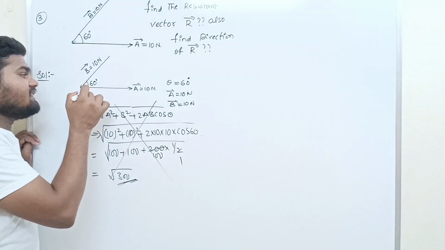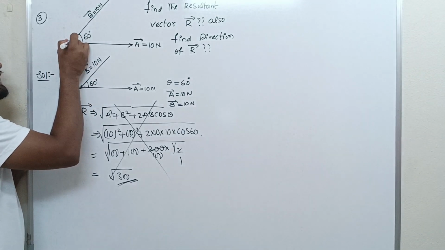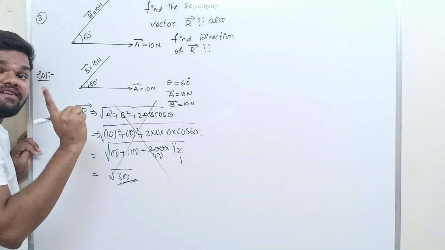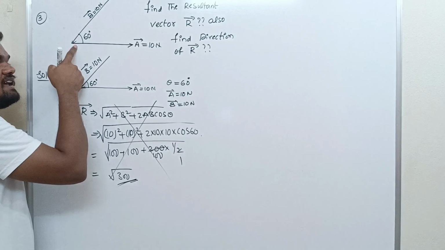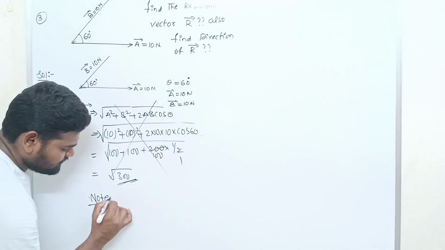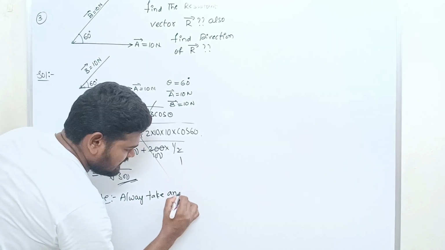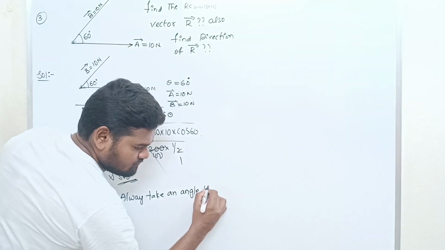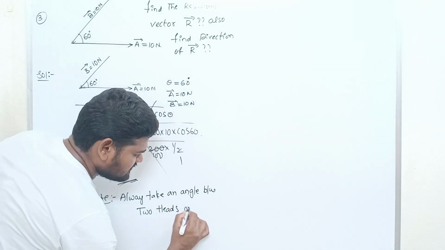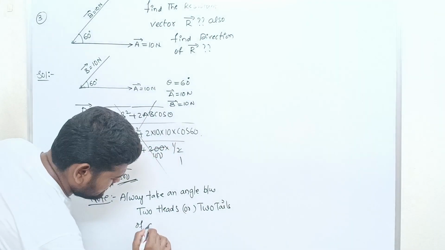Otherwise, you don't take the angle between one head and a tail. Have a look. In the given question, this is the head of the B bar vector and this is the tail of the A bar vector. Never take the angle between head and tail. Always note, I told you in that concept. Always take an angle between two heads or two tails of the given vectors.